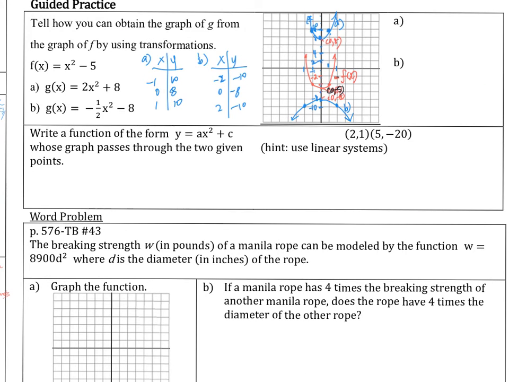Okay, let's practice. Tell how you can obtain the graph of G from the graph of F by using transformations. This problem only wants you to describe in words, but I graphed a picture for you so you can easily see it. First of all, I graphed f of x, which is the red graph. And then I graphed g of x for part A as well as g of x for part B, which is a different function. I should have used a different letter, but don't worry about it. So let's look at part A first.